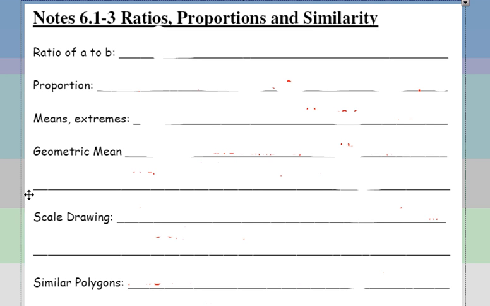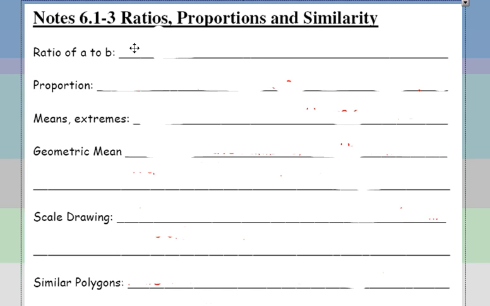Welcome to notes 6.1 to 3. We are going to be talking about ratios, proportions, and similarity. And the reason why we're talking about ratios and proportions is because of similarity. And you will see when we get to that, when we start talking about similar polygons and similar triangles. All right, so you've been dealing with ratios and proportions for quite a while now.